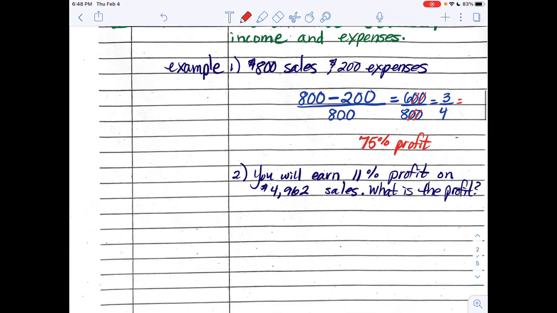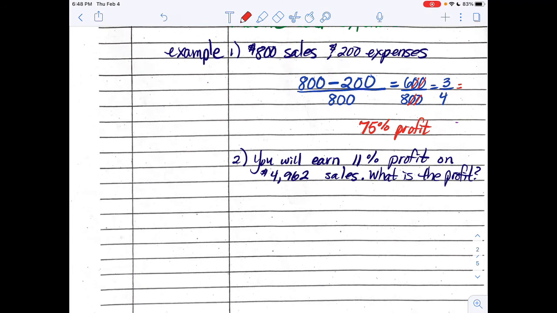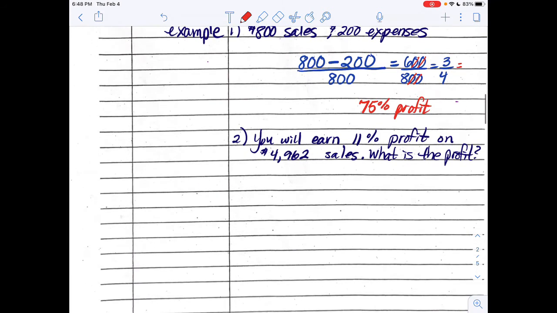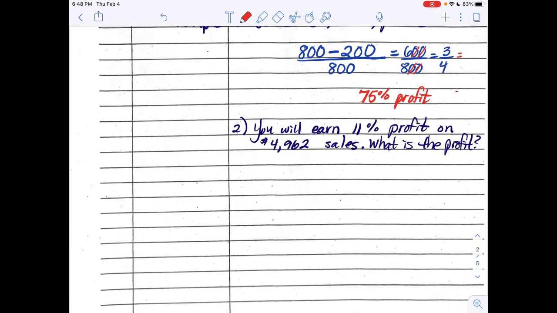That's good. Okay, you don't want to lose money, which some businesses do, especially during the pandemic right now. A lot of people are losing money and not making a profit. They're barely making what they put into some items. So number 2, last example, you'll earn 11% profit. So sometimes when you want to sell something, you want to say you're going to earn 11% of that profit on $4,962.